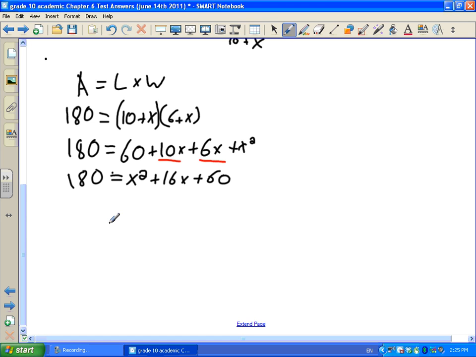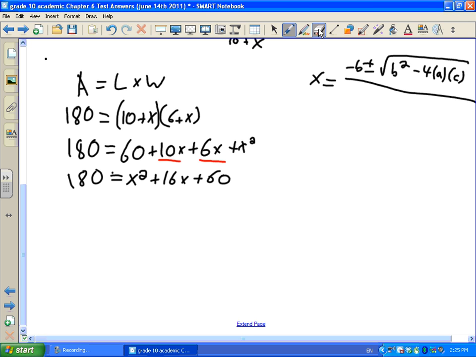Quadratic formula. So x is equal to negative b plus or minus the root of b squared minus 4ac, divided by 2a. You use this formula when you need to factor something, so we're trying to solve for x, and you can't factor it the way we normally do. That's when you use this formula.